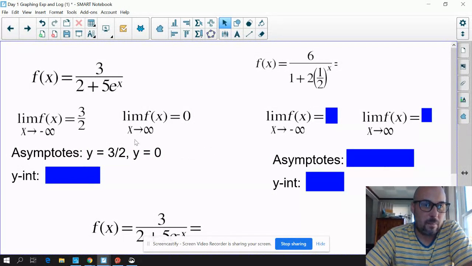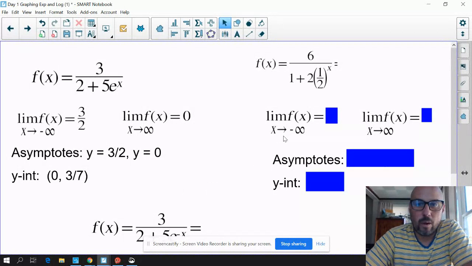The y-intercept. So when x is 0, what's the result? When x is 0, this e to the 0 becomes 1. So it's 3 divided by 2 plus 5 times 1, which is 3 divided by 7.